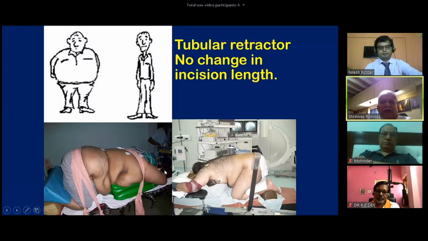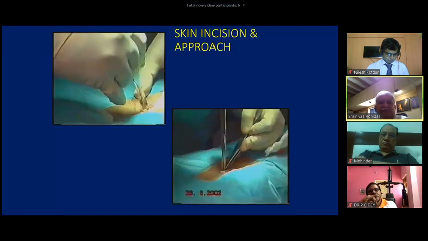This is a 130 kg patient, 120 kg patient. The incision remains the same because we are using a single outer tube in thin and obese patients. Incision length doesn't change. We go paramedian by about 1 centimeter. Muscle is cut. The fascia is cut and muscle is separated and retracted laterally.